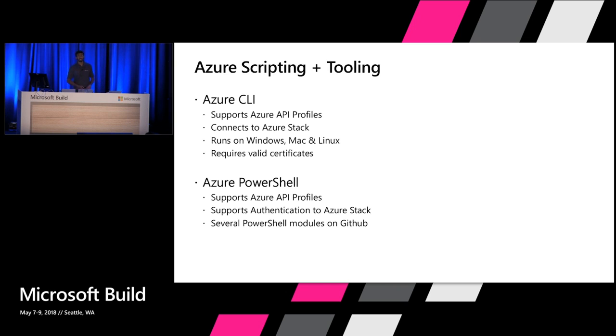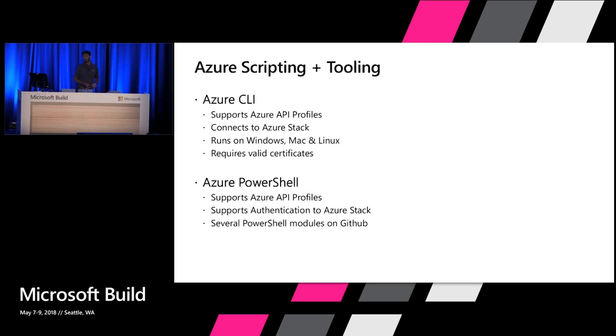The Azure CLI is a cross-platform instance that supports API profiles, connects to Azure Stack, and runs, of course, on Windows, Mac, and Linux. It's Python-based. But it does require valid certificates to be imported. For those of you who are using development or test deployments of Azure Stack, this can be a little hairy. But we provide instructions on how to import the correct certificates.